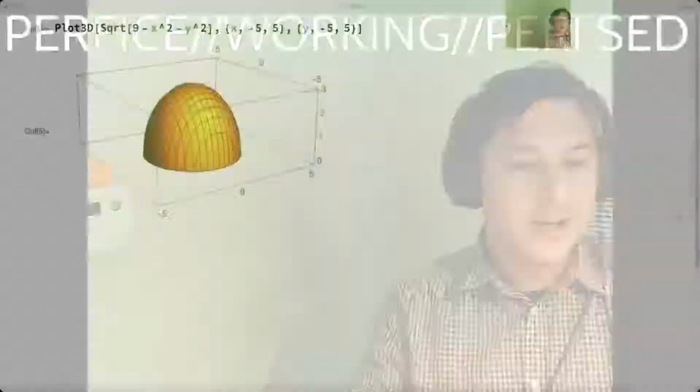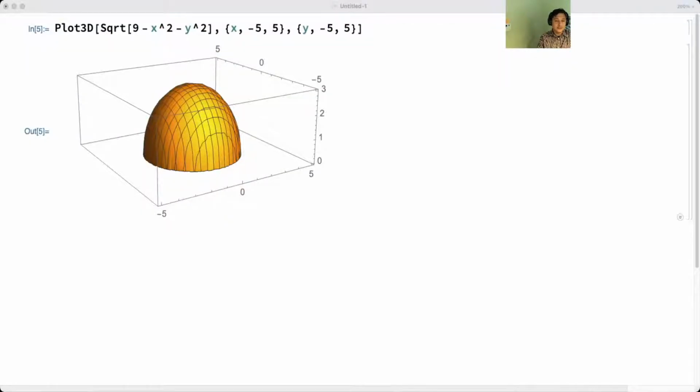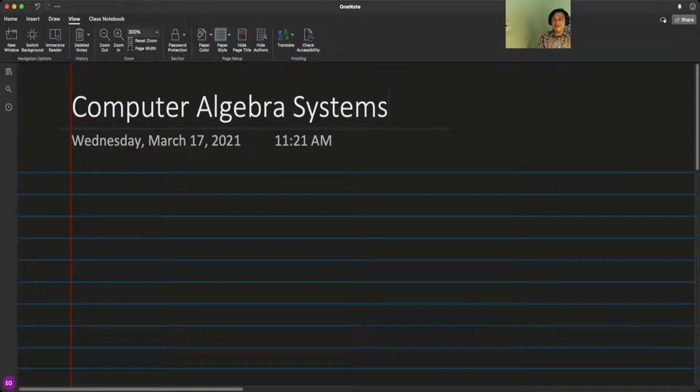Okay, so there's another option that has become available to you with the advent of computers.